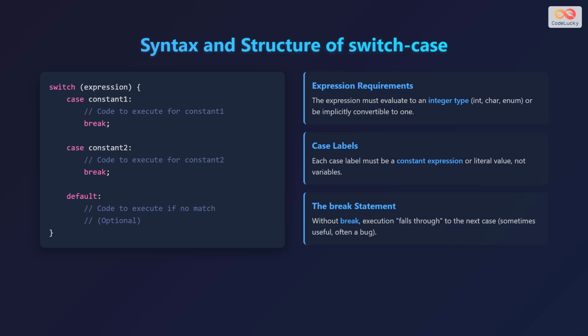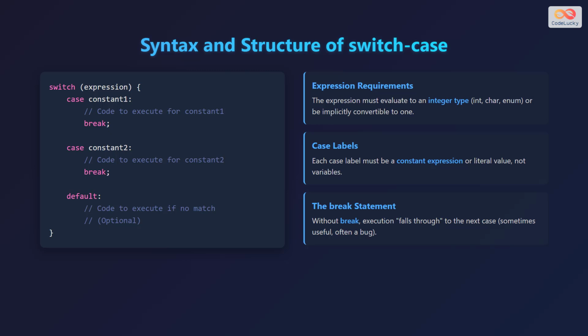It's crucial to include a break statement at the end of each case block. Without a break, the program will continue to execute the code in the subsequent case blocks, a behavior known as fall-through. The default label is optional and is used to specify a block of code that is executed if none of the case labels match the value of the expression.